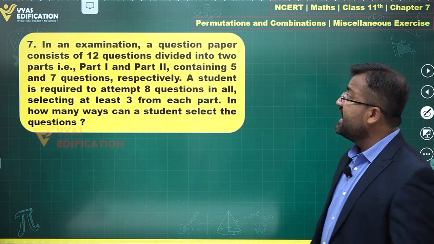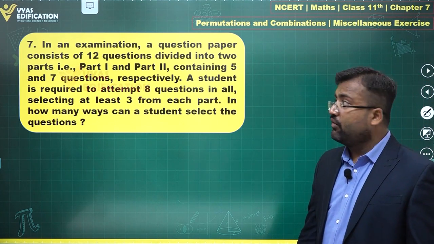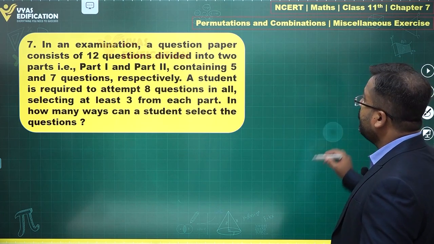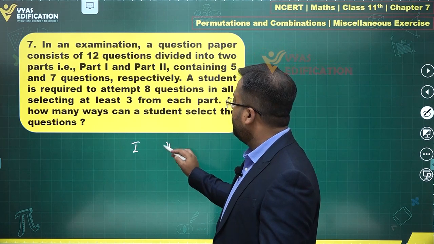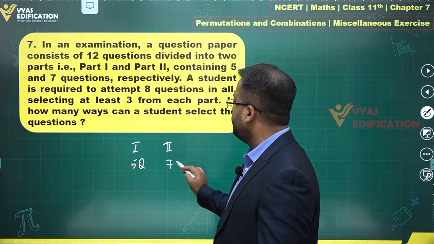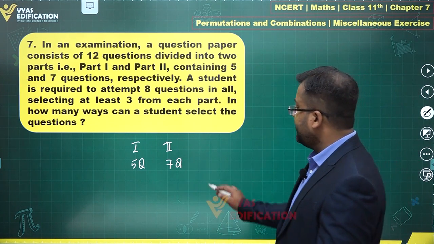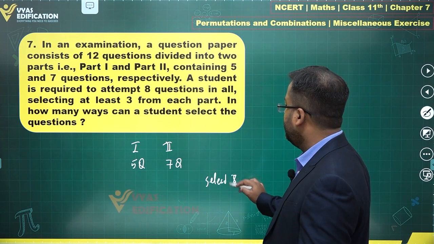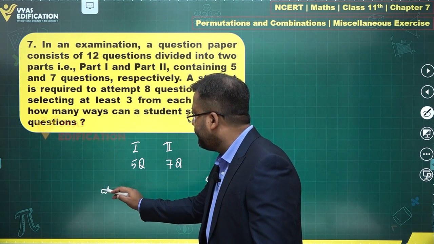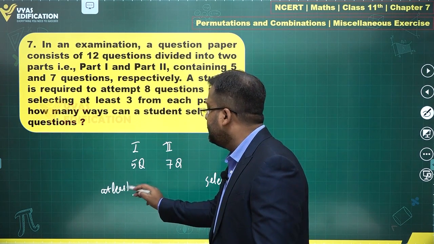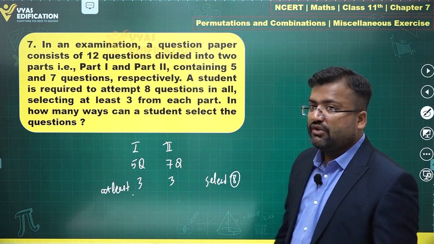7th. The question says, in an examination, a question paper consists of 12 questions divided into 2 parts, part 1 and part 2 containing 5 and 7 questions respectively. This has 5 questions and this has 7 questions. A student is required to attempt 8 questions in all, selecting at least 3 from each part. In how many ways can a student select the questions?